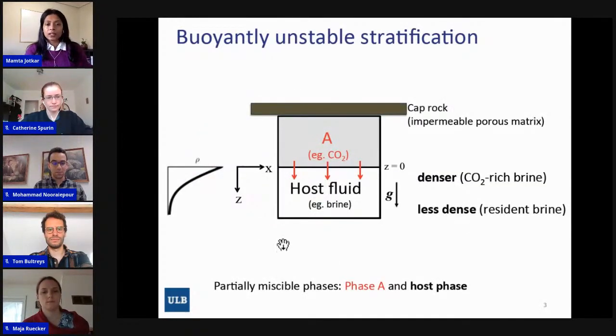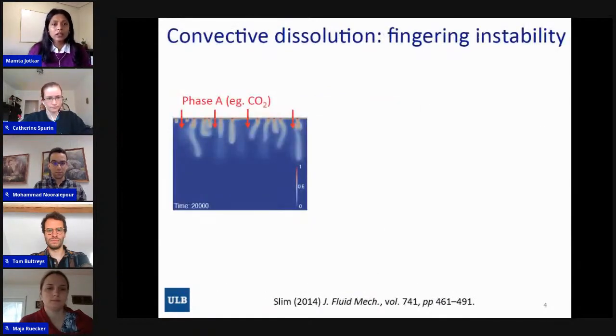When CO2 is injected in an aquifer, it rises above the host fluid, which is typically brine, until it encounters a cap rock. This is an impermeable porous matrix. CO2, or phase A, then lies on top of the host phase. The two phases are partially miscible and separated by an interface. CO2 then begins to dissolve in the host phase, and the CO2-rich brine is denser than the resident brine. This gives rise to a buoyantly unstable stratification, and eventually a convective instability sets in. This is seen in the form of dense fingers that sink towards the bottom.